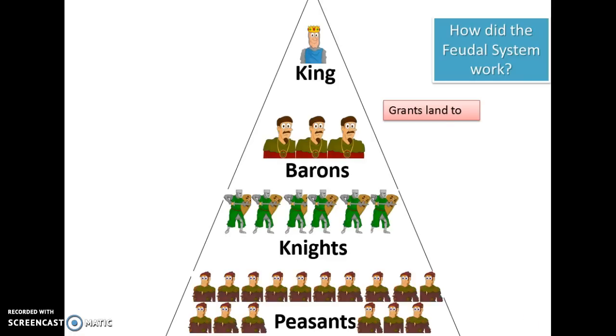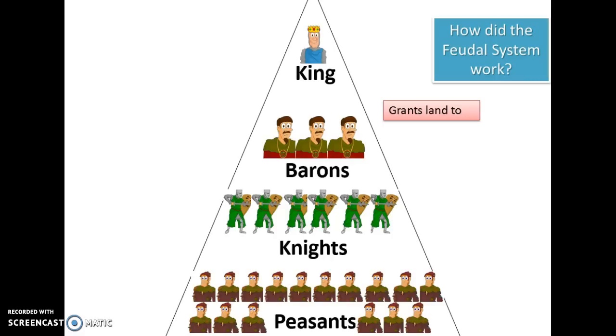Now I would like you to get that ruler out, and I would like you to draw this triangle and have the four different tiers labeled in. If you want to draw a little picture of the king and a baron and a knight and a peasant, you can go for it. So if you'd like to pause and draw that pyramid shape right now and write that in, go ahead.